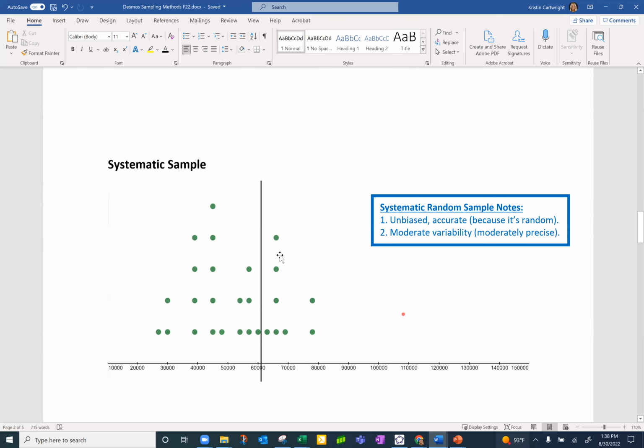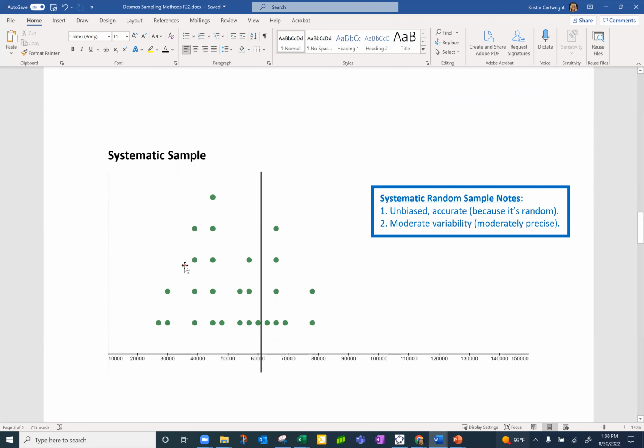And then we did systematic. Systematic was where we just chose one random number, and then we did every 20th after that. And this one actually was unbiased because it was random, and it had moderate variability. It wasn't as spread apart. So that one was also a good one.